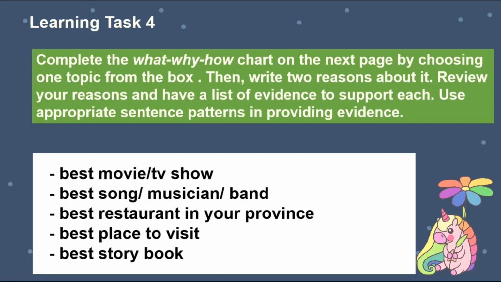Learning Task 4. Complete the what, why, how chart on the next page by choosing one topic from the box. Then, write your reasons about it. Review your reasons and have a list of evidence to support each. Use appropriate sentence patterns in providing evidence. So, you can choose from best movie or TV show, best song or musician or band, best restaurant in your province, best place to visit, and best storybook.